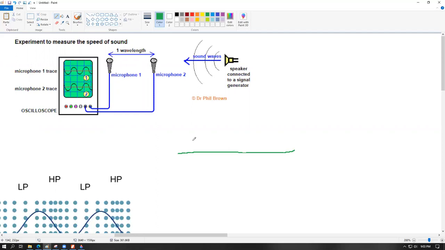Slight difference of the phase. Suppose the position of microphone one is fixed, so the wave of microphone one always stays like this. However, microphone 2 in that case is deviating from this exact shape.